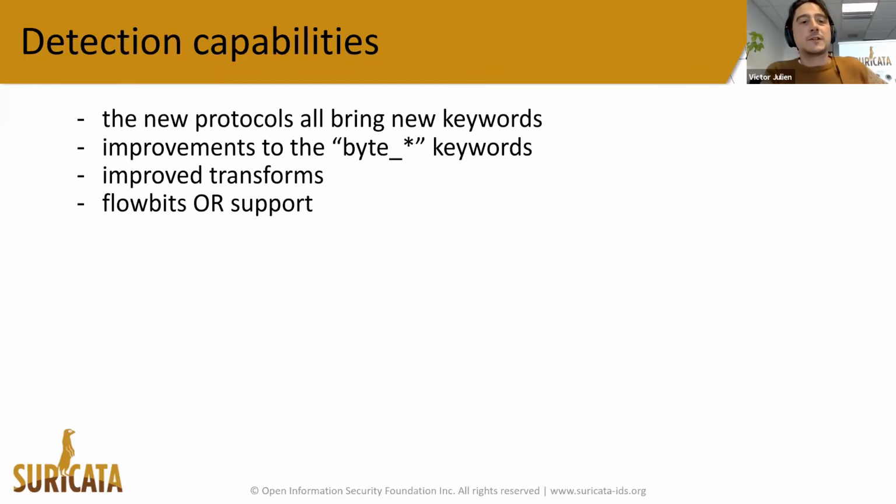All right, some detection capabilities. Other than all the detection keywords that were added as part of the new protocols and the hash support and stuff, we've seen more incremental changes. So adding more options to the byte test and jump and extract and such keywords. Some improvements to the transform support, flow bits, ORing support. So I think a nice set of incremental improvements overall.